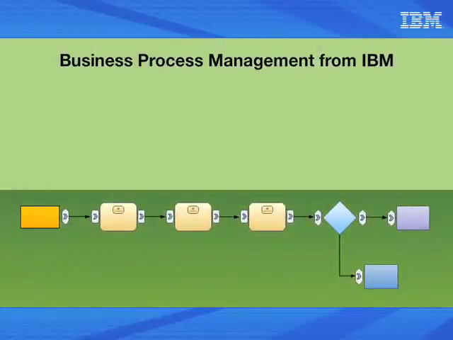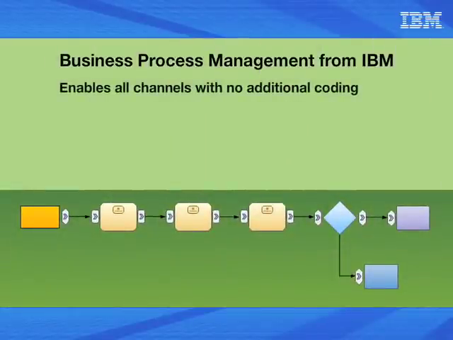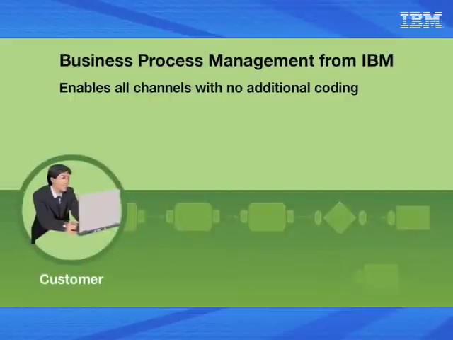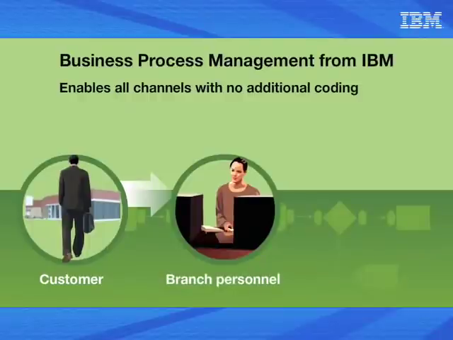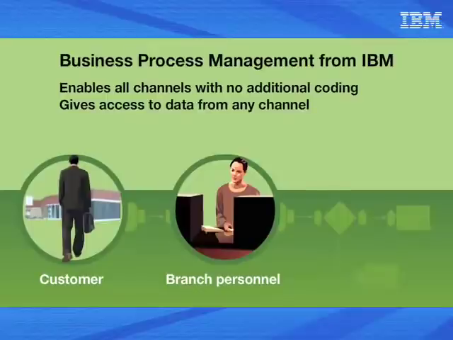Using BPM from IBM, IT is able to make the process accessible and visible to all channels, with no additional coding. Now, if the customer abandons the online process and decides to complete in a branch, for example, branch personnel can simply pick up the process and complete it. Now the customer is free to access whichever channel is most convenient.